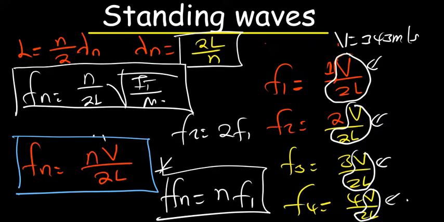Okay, so now if n is equal to 1, then you discover that you just have this v over 2l. So this is the basic idea behind standing waves. Now let's see how we can try to solve some different questions under fundamental frequency.